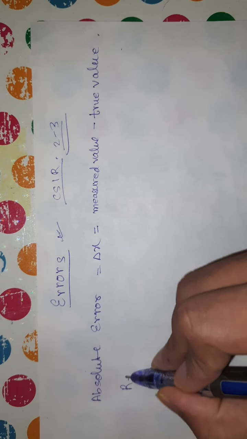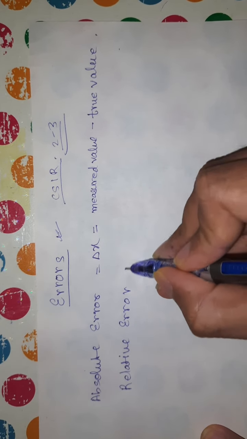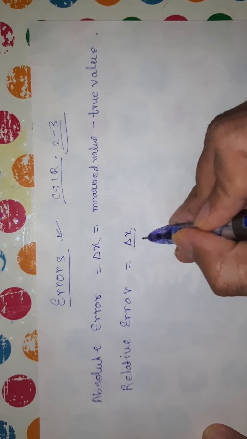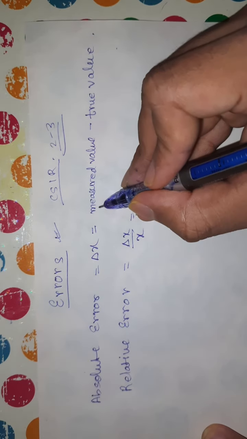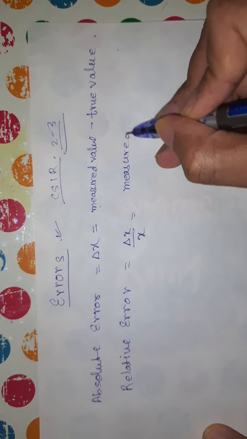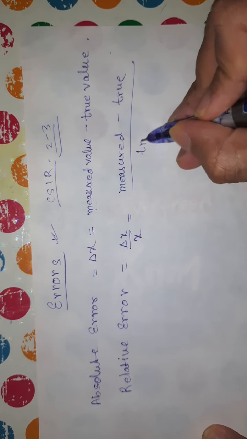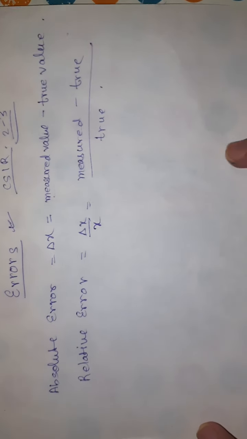Now the other term is the relative error. Relative error is simply delta x by x. Now what is delta x? As we saw, delta x is the measured minus the true value. Then what is the denominator? x. Well, x is the true value. Okay, so this is the relative error.